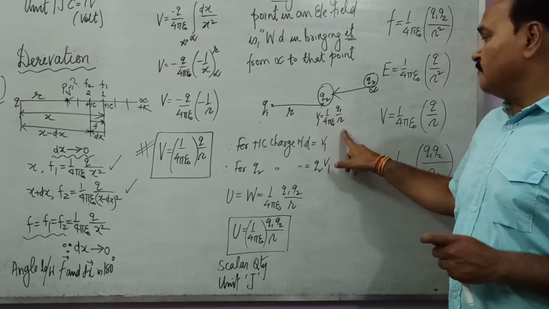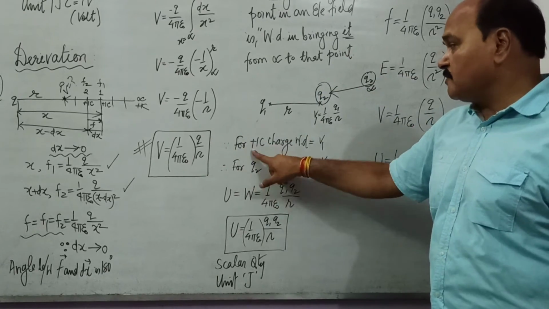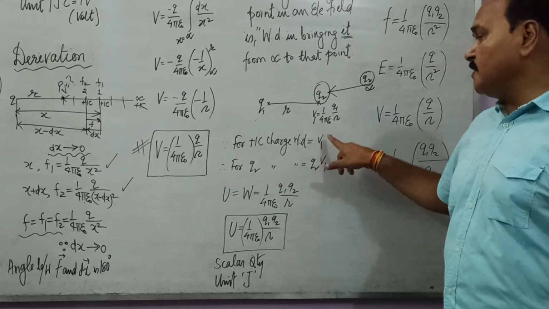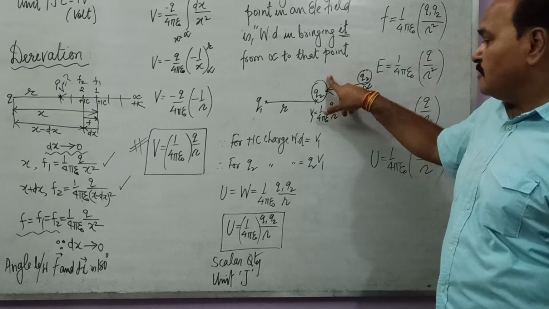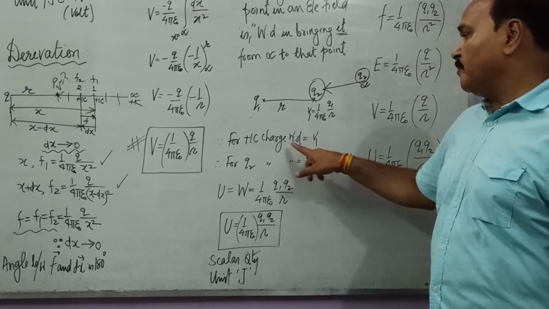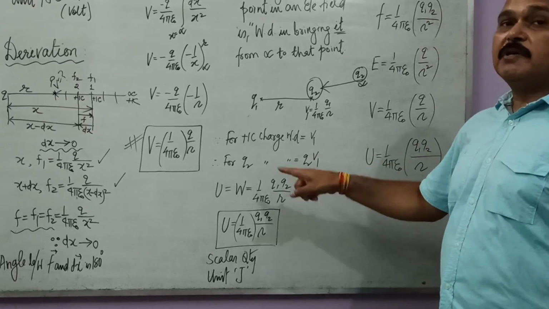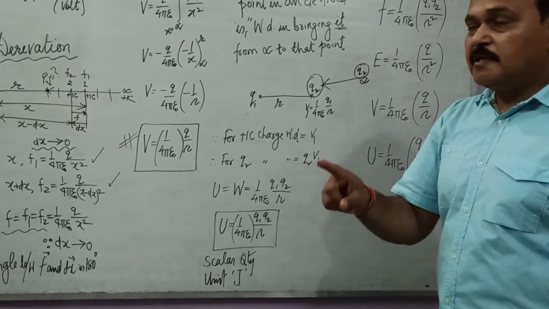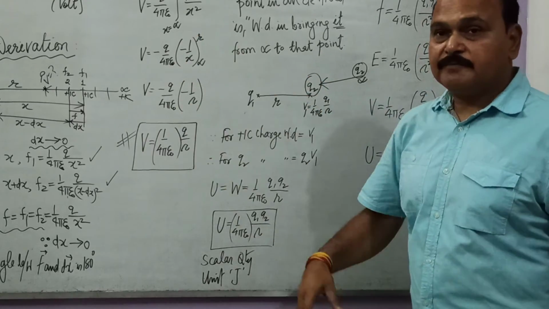So what is this V1? This V1 is work done in bringing unit charge. So for plus 1 coulomb charge, work done is V1. And if we bring Q2 charge from infinity to this point, so for Q2 charge, work done would be what? V1 upon 1 into Q2, that is Q2 V1. So this is work done in bringing charge Q2 from infinity to this point. We have used this definition.